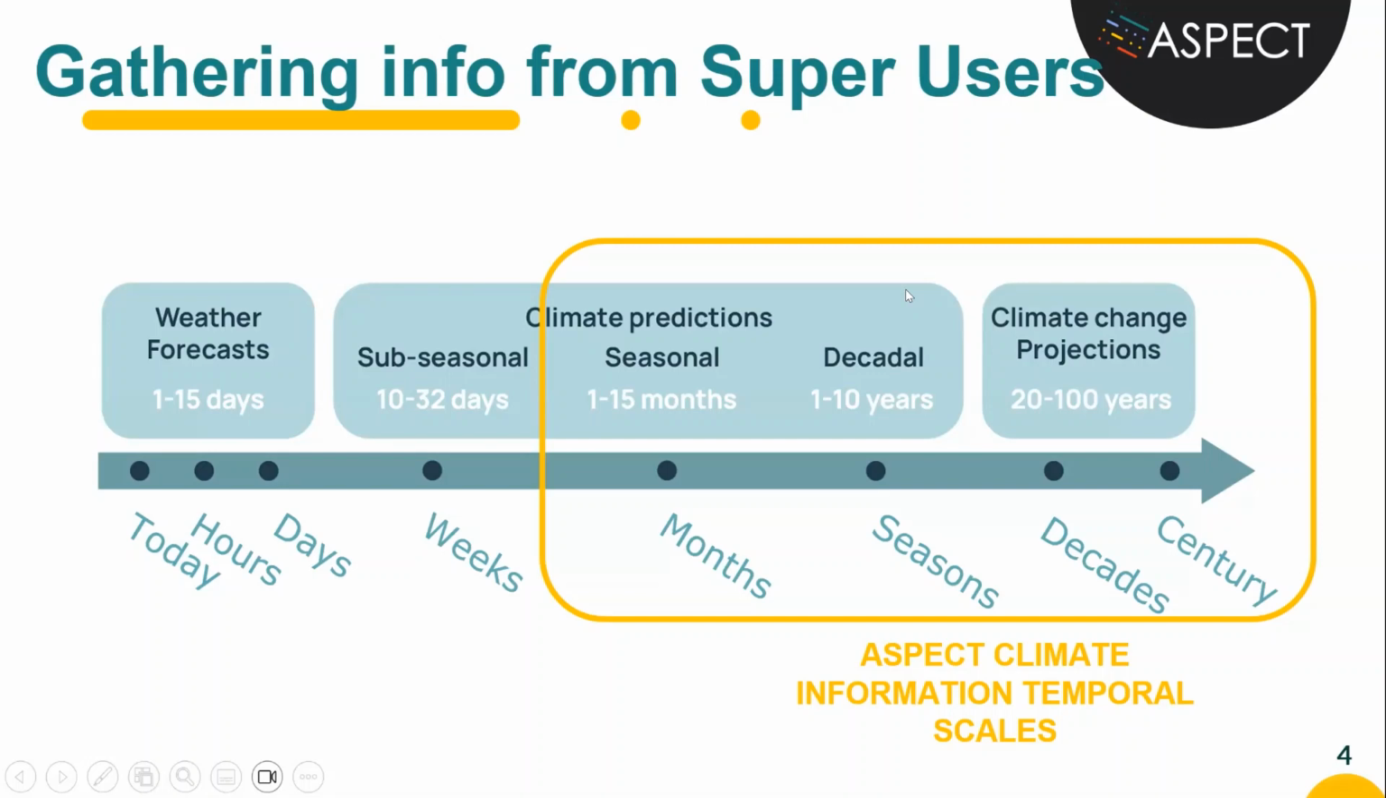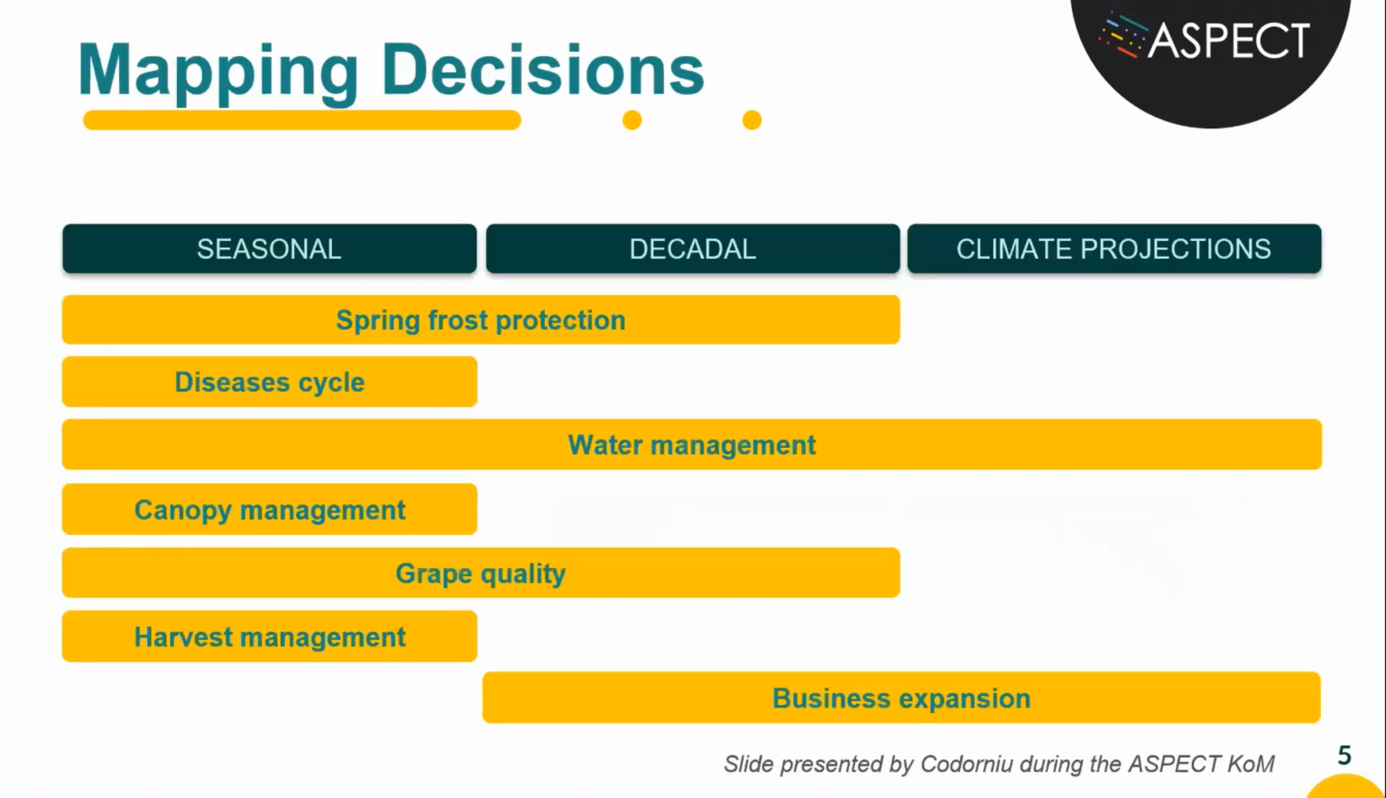So here in ASPECT, as already said by my colleague, we are going to cover the temporal scales from seasonal prediction to decadal prediction up to climate change projection. Our idea is that, through this conversation with the super user, we will be able to identify if you have climatic needs in each of these temporal scales. After that process, we are going to have a map of the decisions that you can make having climate information at the different temporal scales.